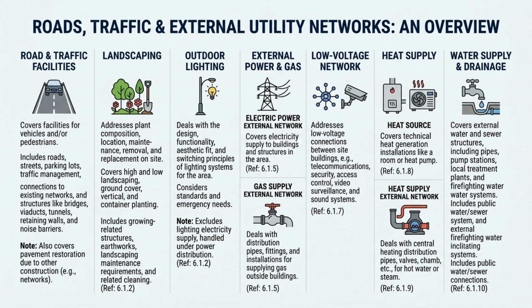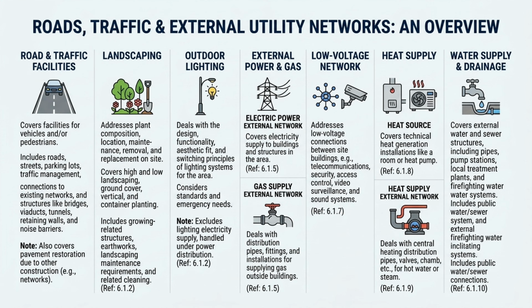Low voltage networks cover the systems that connect different site buildings for communication and security. This includes telecommunication, security systems like access control and video surveillance, and sound systems. These networks are essential for supporting safety and daily operation throughout the site.